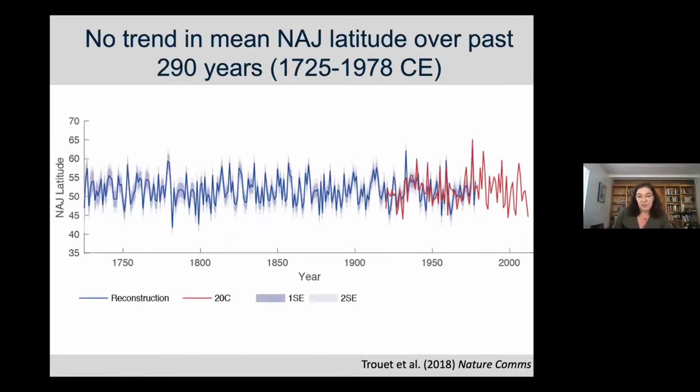This is then our reconstruction. You can use that relationship between the North Atlantic jet latitude and the tree rings to reconstruct the jet latitude back in time. When you do that reconstruction, you don't really see a trend in the average latitude of the North Atlantic jet. So the 20th century North Atlantic jet seems within the realm of its history over the past 300 years.